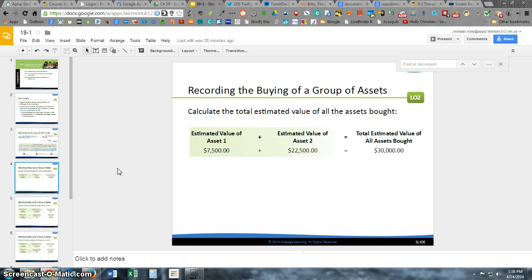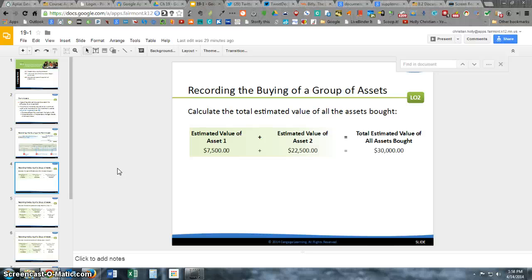Now, many times you buy groups of plant assets. You get a deal by buying multiple ones at the same time. So when you do this, there's a couple things that we need to step through to make sure that we're going to journalize it correctly. First of all, we calculate the estimated value of all the assets bought. This is what the value is. It does not mean that's necessarily what we paid for it, but that's what it's valued at.